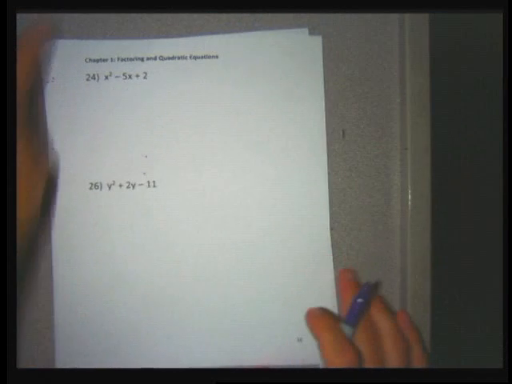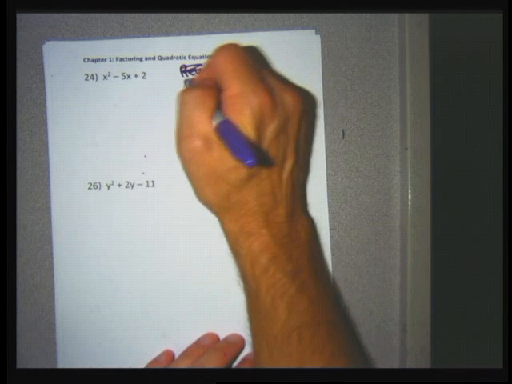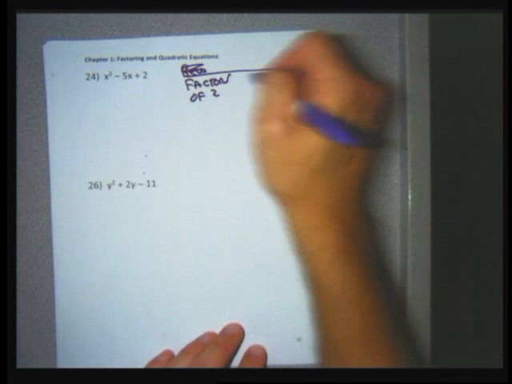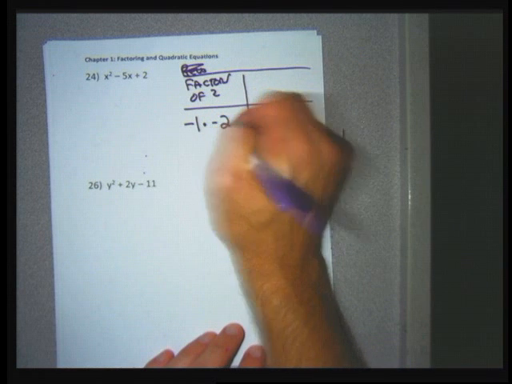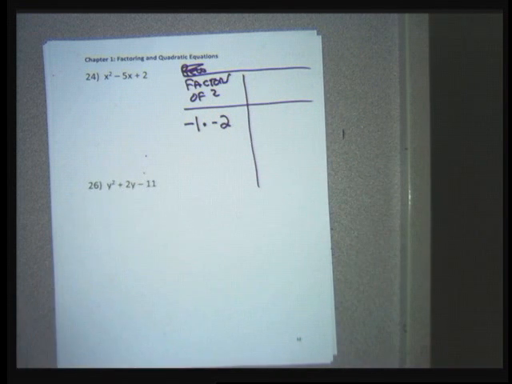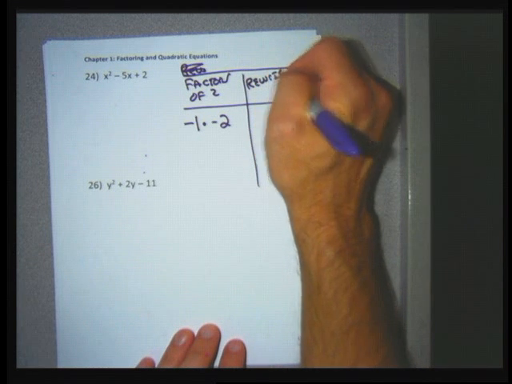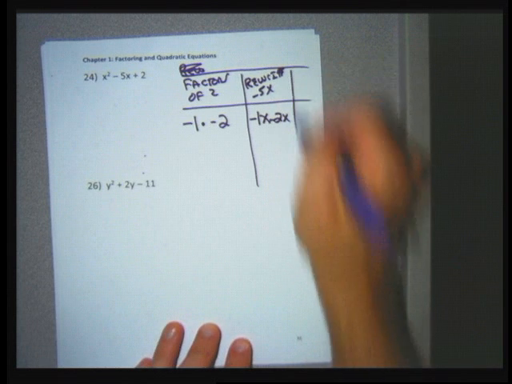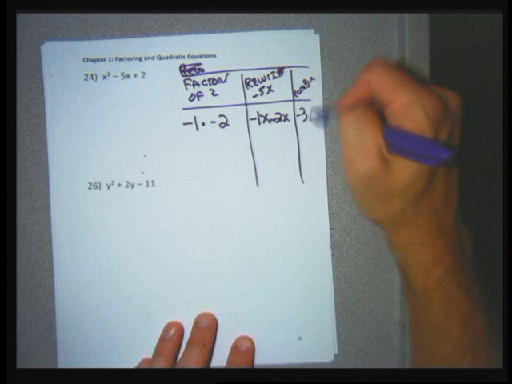For problem 24, I also need to rewrite, I need the factors of 2, but I need to introduce some negatives because of the negative in the problem. The only factors, numbers that multiply out to be positive 2 that have negatives are negative 1 and negative 2. My goal is to rewrite the negative 5x. The only choice I have based on the factors of 2 are negative 1x and negative 2x. And when I combine these, I don't get negative 5x.